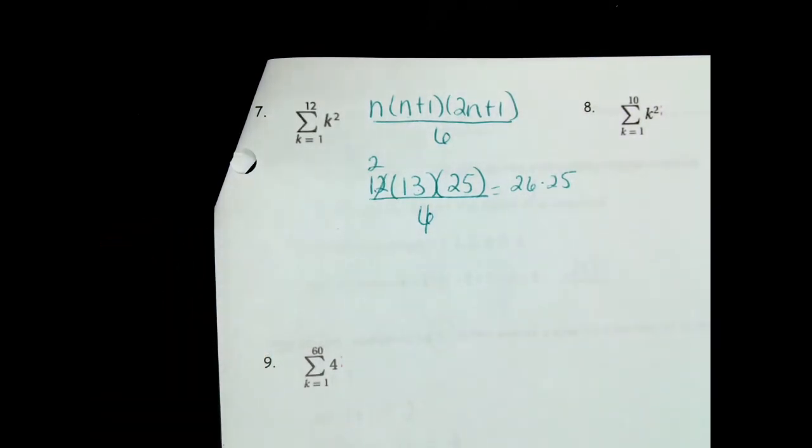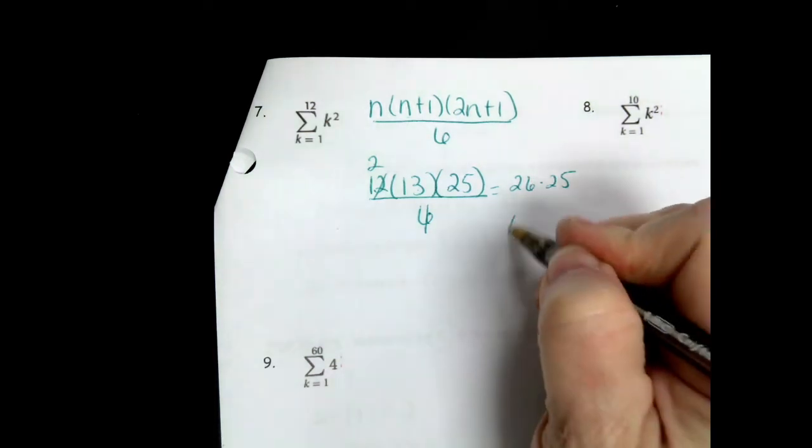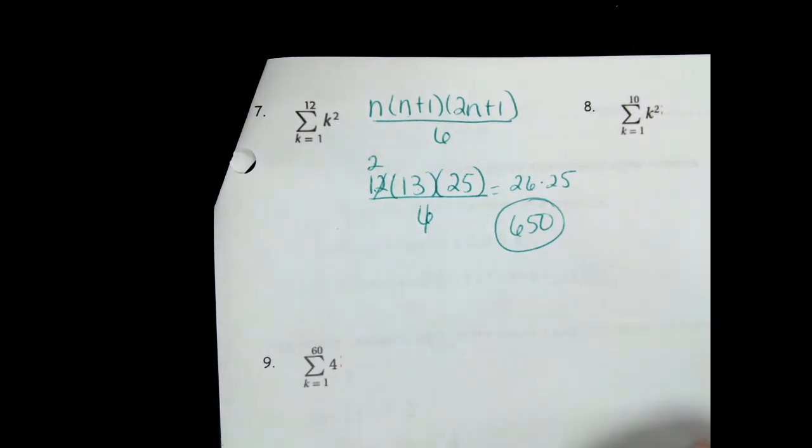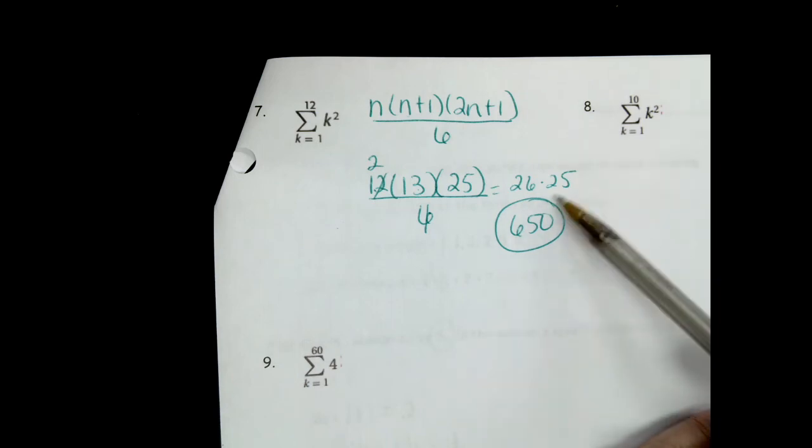3,900. Is it? No, it's approximately 650. That sounds kind of big. I multiplied everything and didn't cross divide by the 6. I know 25 times 25 is 625, so 650 makes sense.